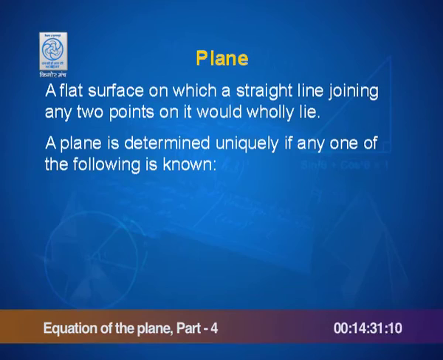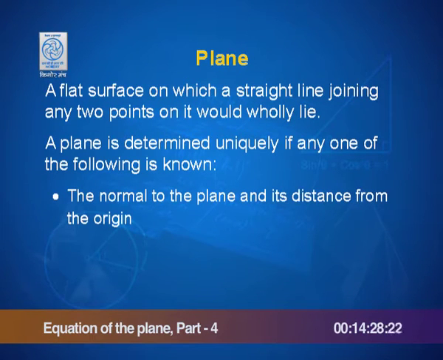And we are looking at finding the equations of the plane which will be uniquely determined if any one of the following is known. The first one is if I know the normal to the plane and its distance from the origin. Now, normal to the plane is nothing but a direction, in our language a vector, which is perpendicular to the plane. So, if I know the normal and I know the distance of the origin from the plane, then we are looking at a possibility of finding the equation of the plane.